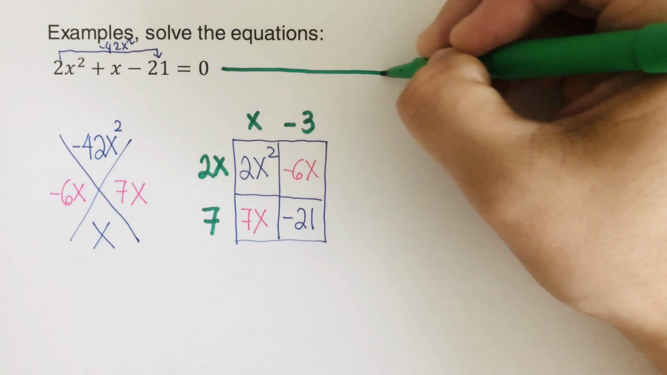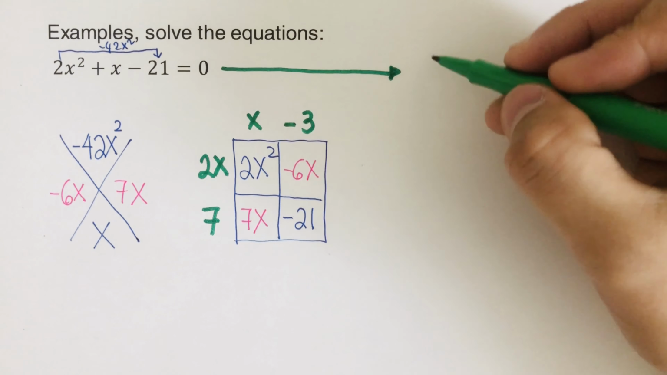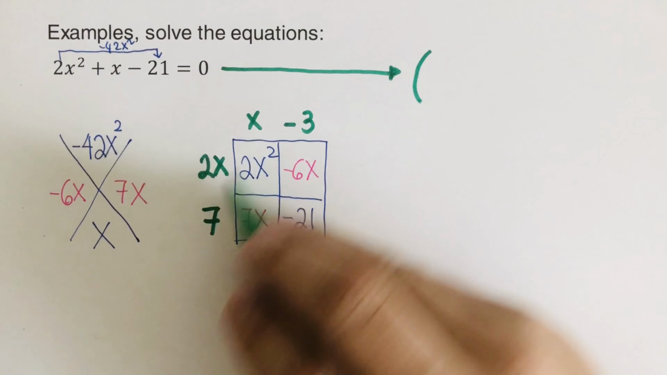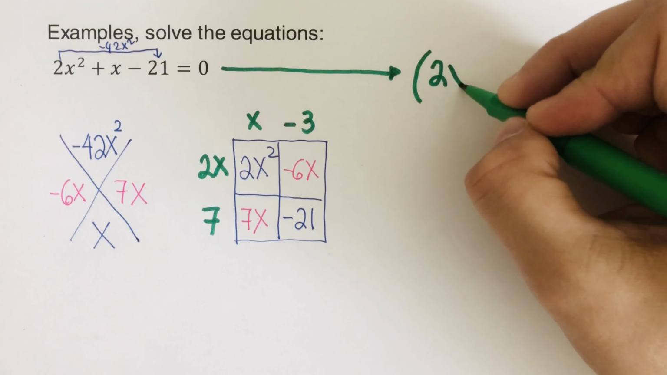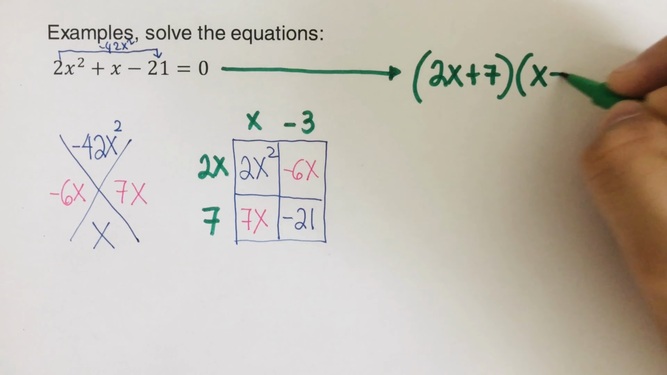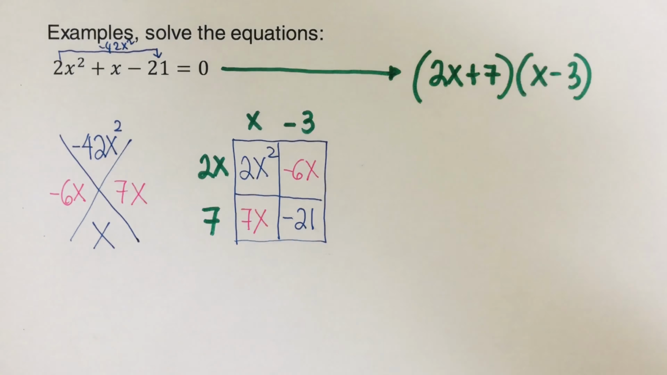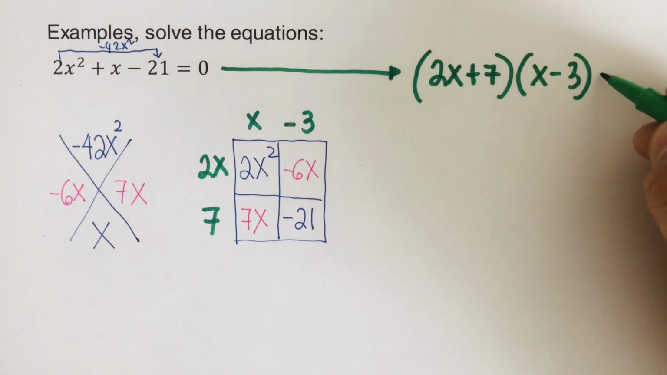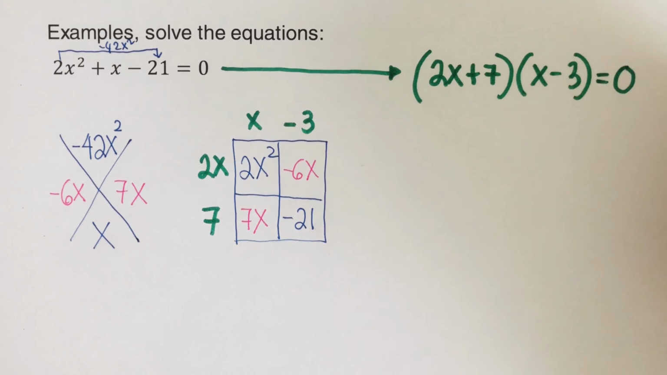So the factored form for this would be, you can write any of these, it doesn't matter. So I can have 2x plus 7, parentheses, x minus 3. Again, you can switch these around, it doesn't matter. So that is equal to 0.